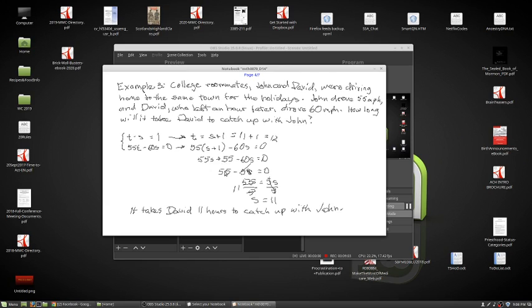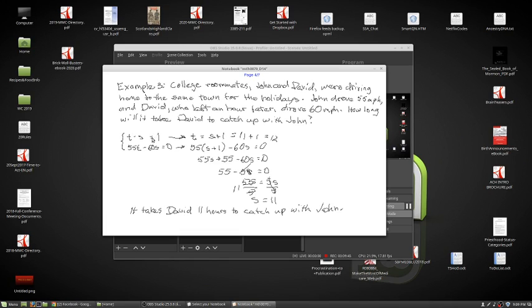So we'll have 55, and then 55s minus 60s is minus 5s. So 55 minus 5s is 0. Then take the minus 5s to the other side, and you get 55 is equal to 5s. Divide both sides by 5, and you end up with s is equal to 11, which is really all we need in this case. It's going to take 11 hours for David to catch up with John.